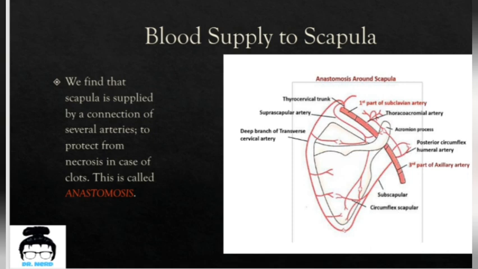Now the blood supply of the scapula. The arterial anastomosis of the scapula happens when there is blockage of the subclavian or axillary artery, which can be bypassed by anastomosis between branches of the thyrocervical and the subscapular arteries. The anastomosis is composed of the transverse cervical, suprascapular, subscapular, and circumflex scapular arteries.